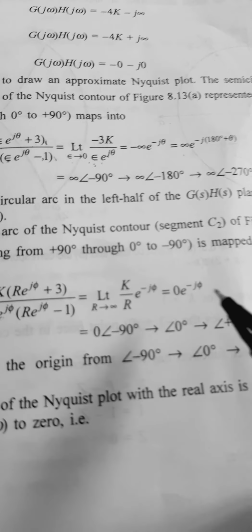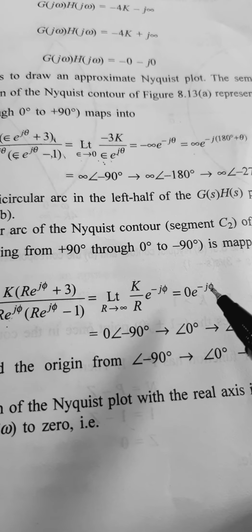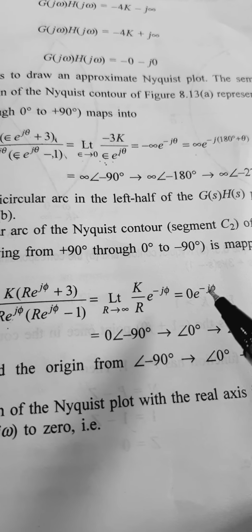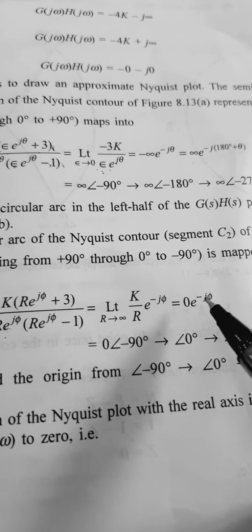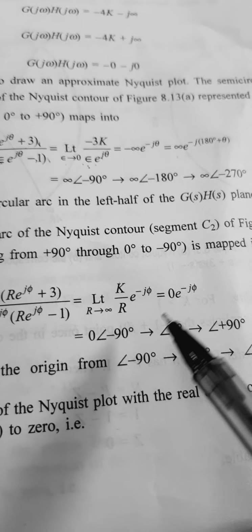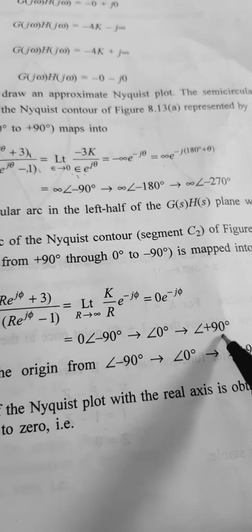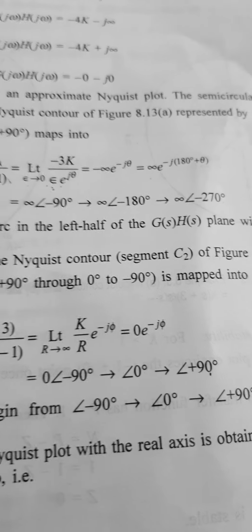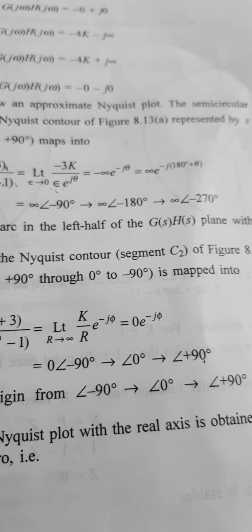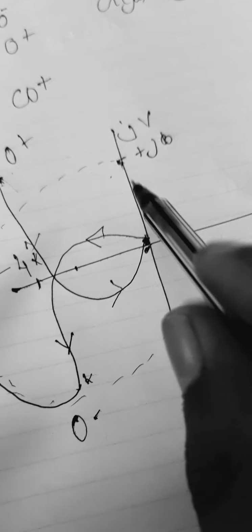But from where to where? So phi you should substitute as plus 90. Here there is a minus 1, so it is minus 90. Then when phi is 0 to plus 90, the angle is, yeah, so from minus 90 to 0 to plus 90, the magnitude is 0 only. So there is no need of representing that.